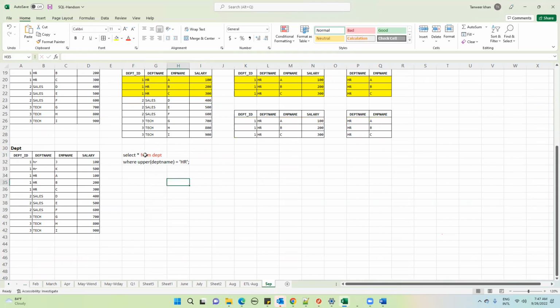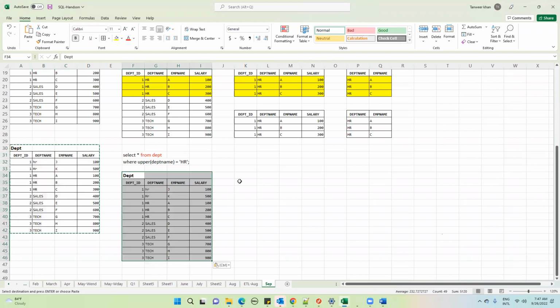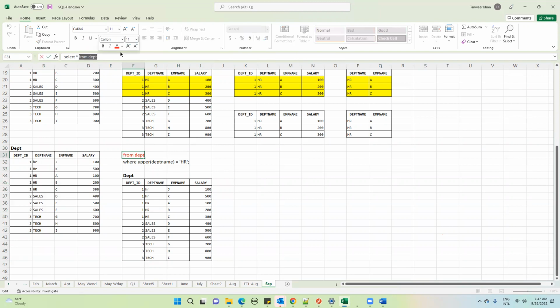First, the SQL engine will see that the user is asking for data from the department table. It will search for the department table in the entire database, and then it will make a copy of it. So here is the department table and here is a copy. So the FROM task is over. Let me mark it in green color.